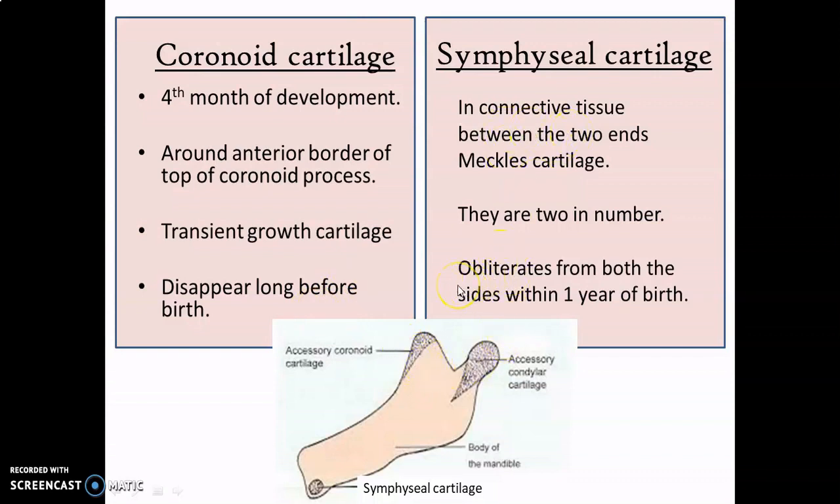Symphyseal cartilage is in the midline of this forming mandible, that is, in the connective tissue between the two ends of Meckel's cartilage. We have discussed already, Meckel's cartilage is separated at the midline by a thin band of mesenchyme. It is at this region the symphyseal cartilage appears. They are two in number, one on either side, and obliterate from both sides within 1 year of birth. This is how the mandible growth is completed with the help of these three secondary cartilages.